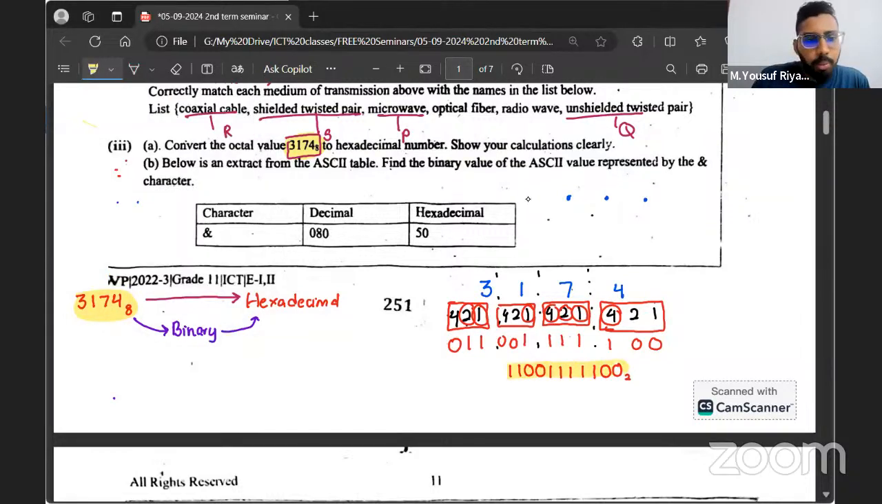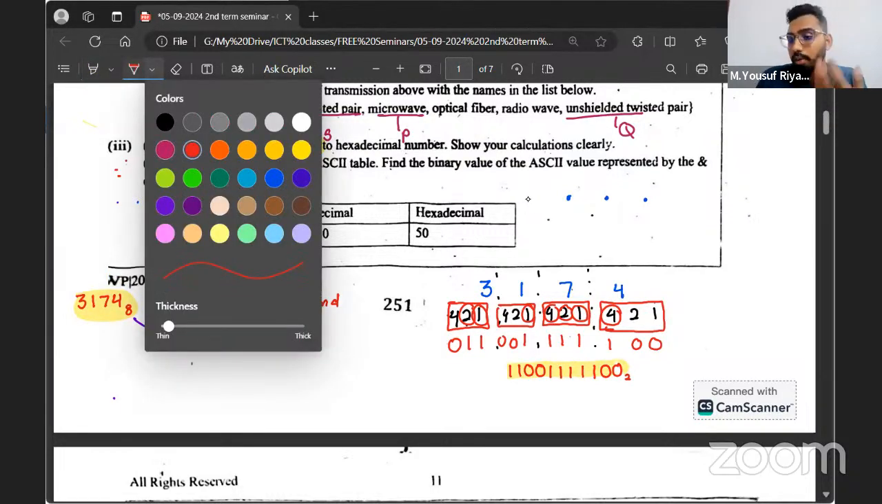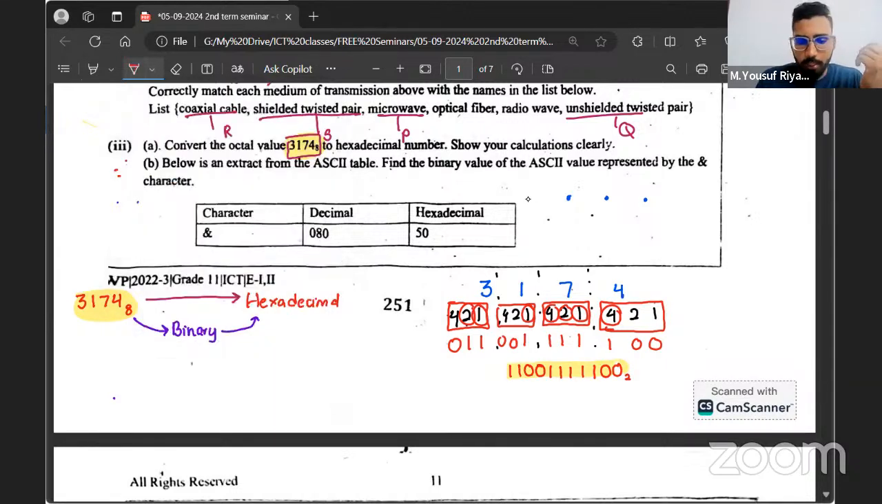Now, to convert binary to hexadecimal, again, you know what the meaning of hexadecimal? No? No, sir, I don't give you the paper. After the seminar, I'll give you the paper.